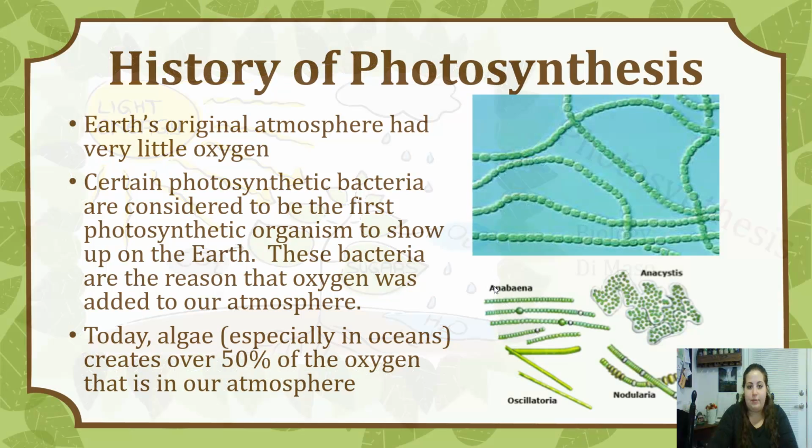So let's get started. In the history of photosynthesis, we learned that Earth's original atmosphere had very little oxygen. We believe now that photosynthetic bacteria were the very first things to start introducing oxygen into our atmosphere. So bacteria were the first organisms to develop the ability to do photosynthesis, and through this, they are the reason that we now have oxygen. However, today, algae, especially algae in the oceans, is what creates over 50% of the oxygen that is in our atmosphere.